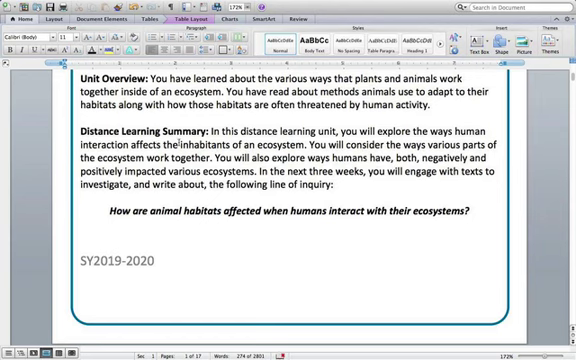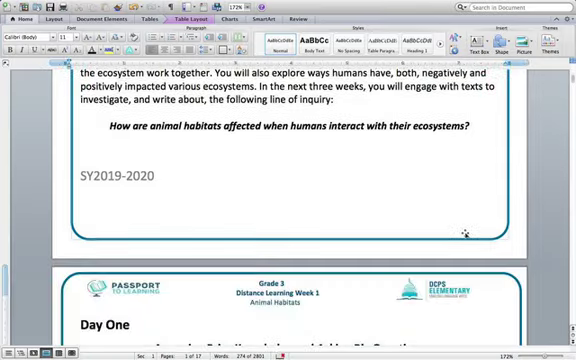Distance Learning Summary. In this distance learning unit, you will explore the ways human interaction affects the inhabitants of an ecosystem. You will consider the ways various parts of the ecosystem work together. You will also explore ways humans have both negatively and positively impacted various ecosystems. In the next 3 weeks, you will engage with text to investigate and write about the following line of inquiry. How are animal habitats affected when humans interact with their ecosystems?